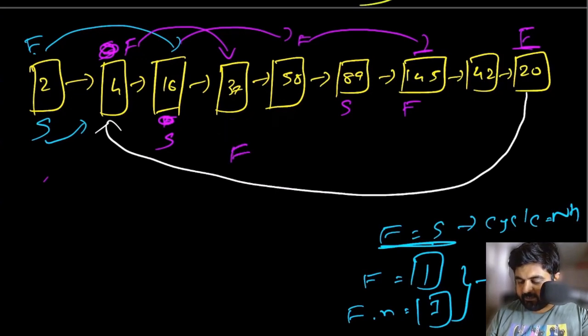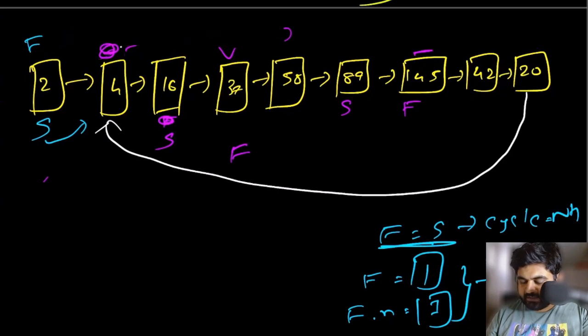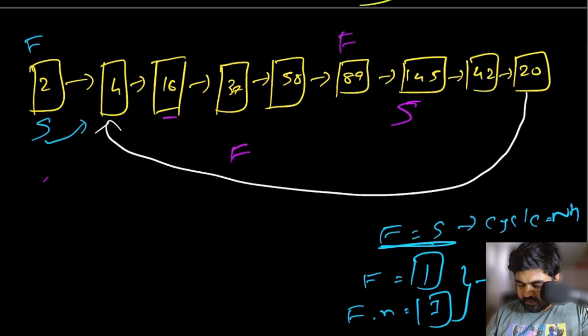Let me clean this up a bit to make things more readable, and at the same time the slow pointer is going to be located over here. After 2 iterations, fast pointer would be over here, and now slow pointer would be over here.